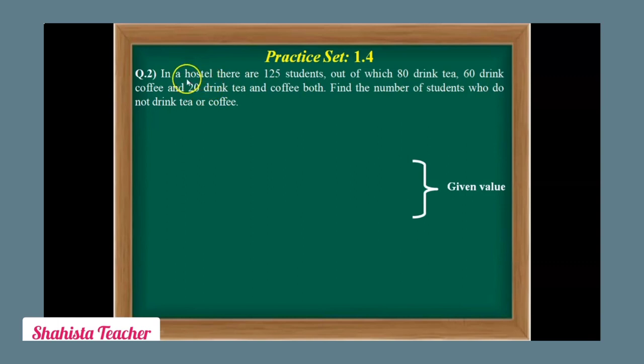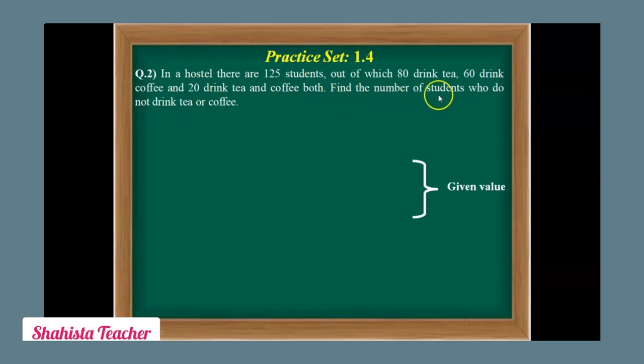And here these 20 students drink tea and coffee both. That means common. Yes, common means intersection of two sets. So what does intersection of two sets mean? When the same element comes together, that is an intersection of two sets, the common element. So for these 20 students who drink tea as well as coffee, we will write n(A intersect B) is 20.